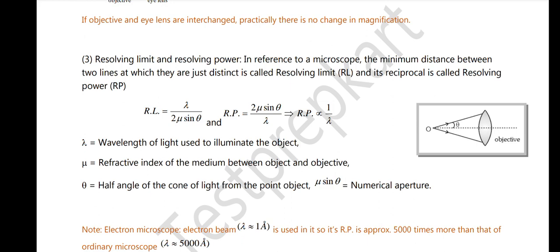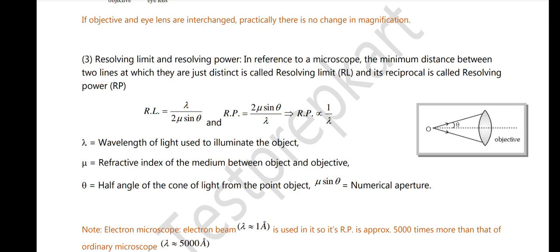Now RL is equal to wavelength by 2 mu sin theta, and RP, that is resolving power, is equal to 2 mu sin theta by wavelength. As I said, resolving limit, its reciprocal we call resolving power. So the RL formula is lambda by 2 mu sin theta, and its reciprocal is 2 mu sin theta by lambda, which means 2 mu sin theta by wavelength. It is the resolving power.